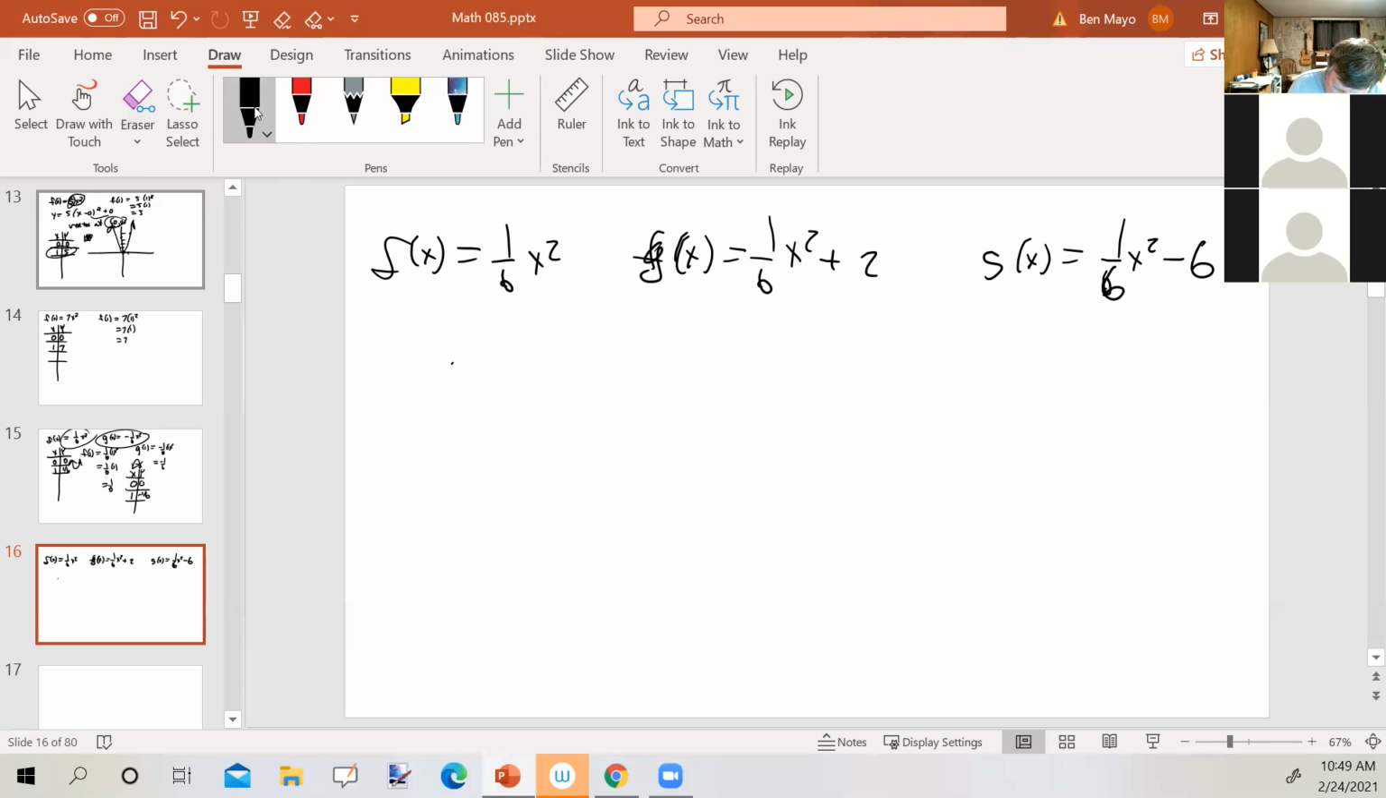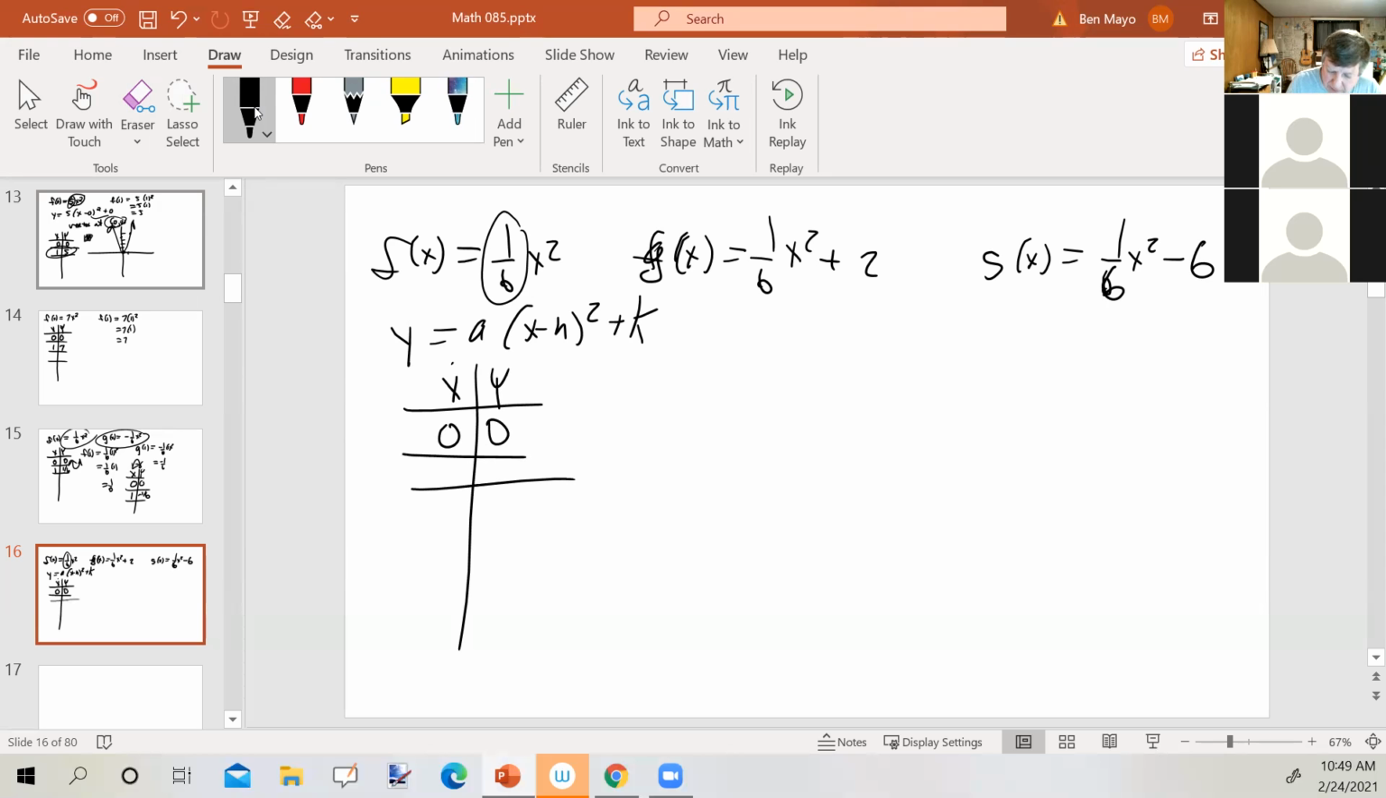So this is of the form where A is 1/6, H is 0, and K is 0. So the vertex is at the origin. Anytime you've just got a single x squared term, so y equals something x squared, the vertex is always going to be at 0, 0. Okay? Yeah, I get that part.